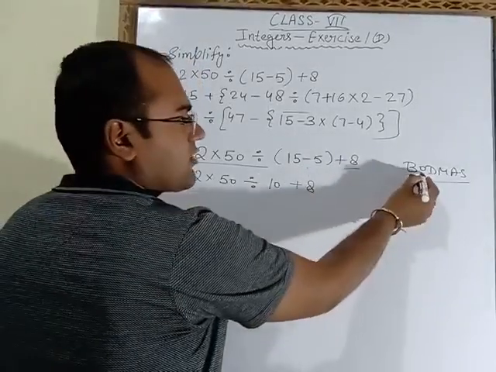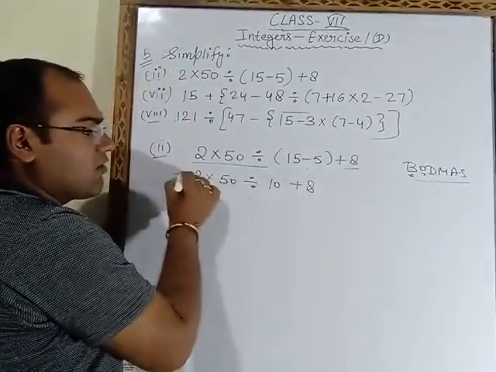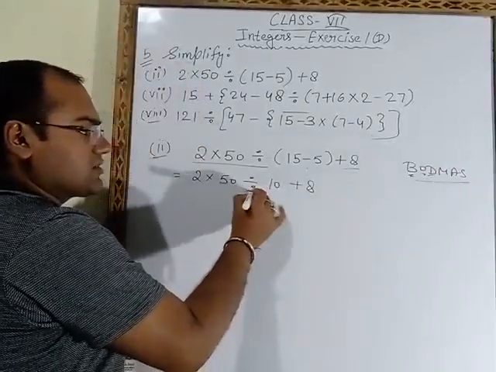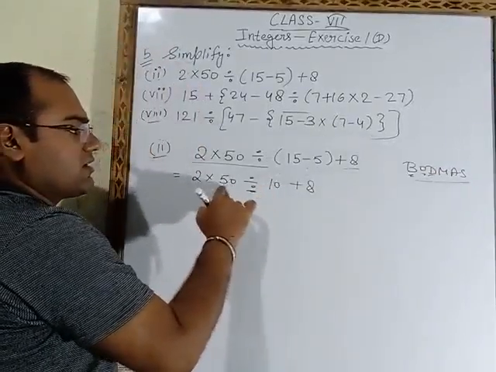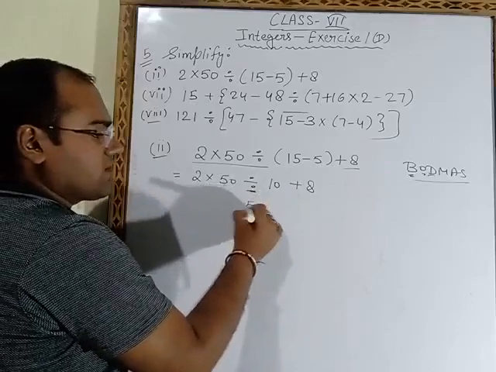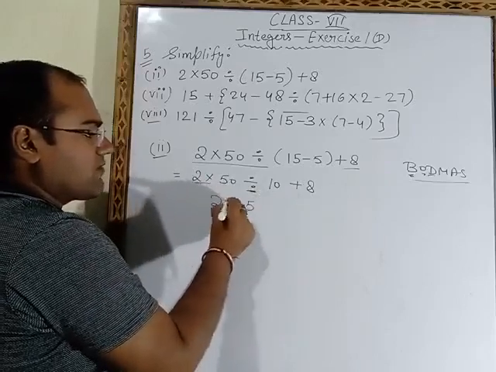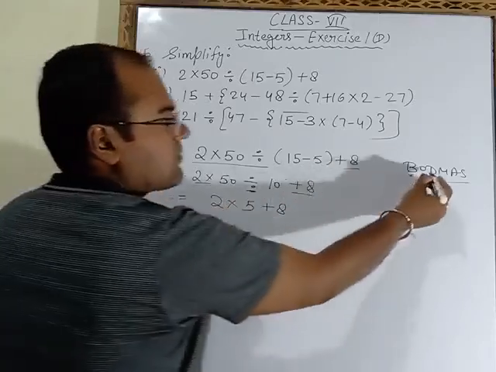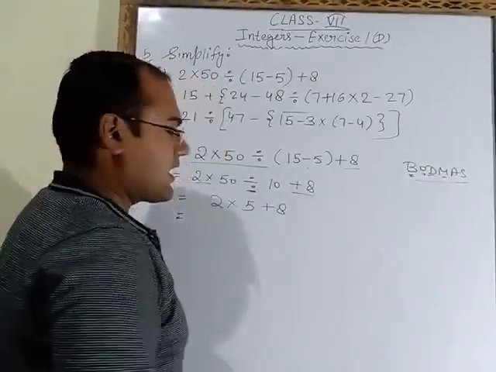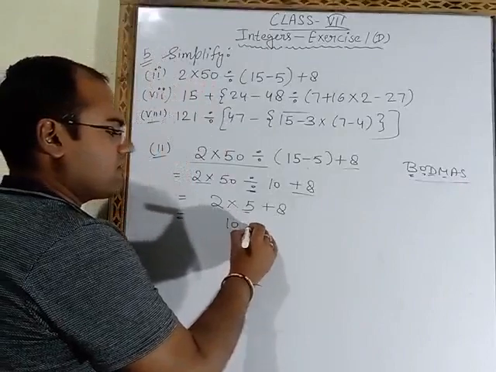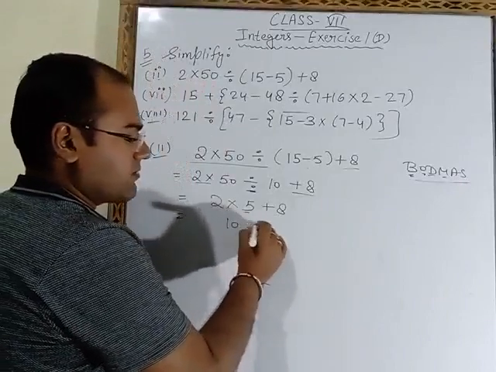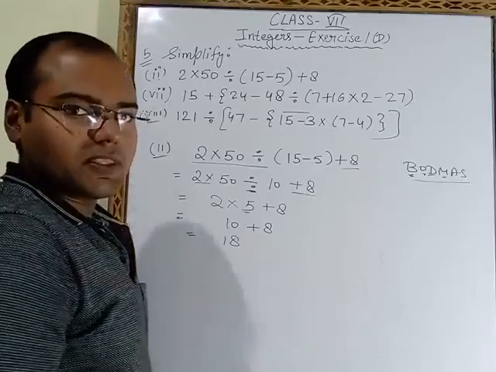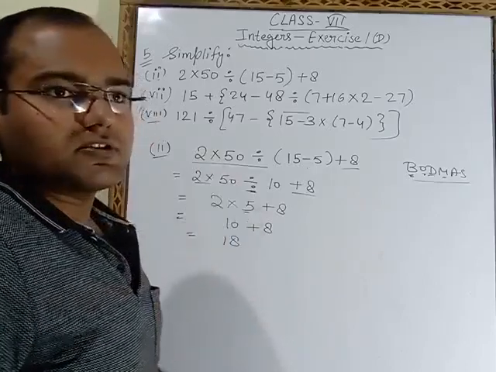Now after bracket, of is coming, but in this question there is no of. So leave this. Divide is there. So first of all we have to solve this divide. 50 divided by 10, answer will be 5. So 2 multiply we have to write as it is, plus 8 also as it is. Now after divide, what is coming? Multiply. So we have to multiply these two. 5 into 2 will be 10, plus 8. So the answer will be 18. So like this you have to do part number 2nd.